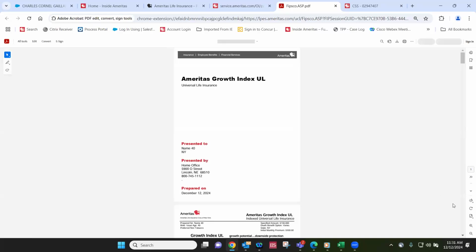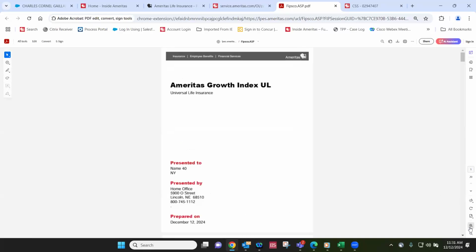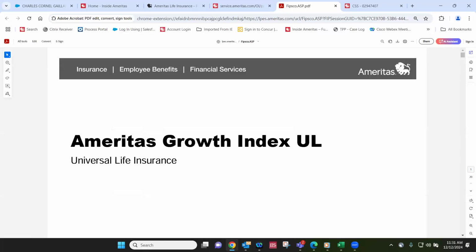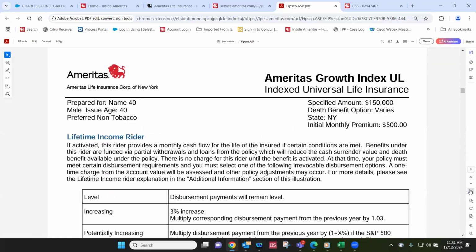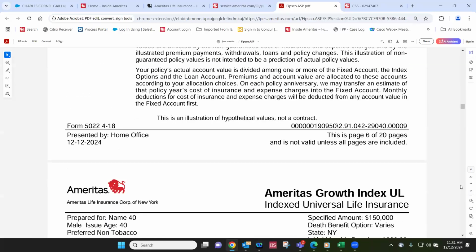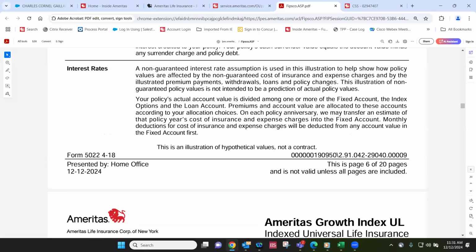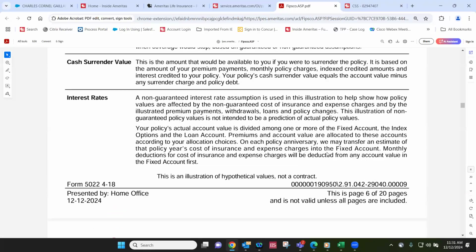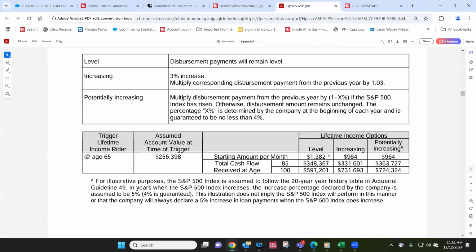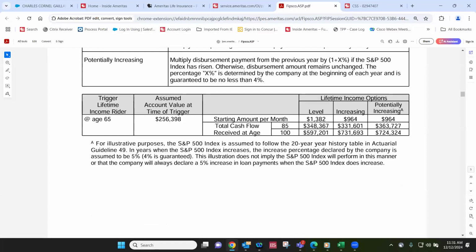Just for sake of explanation, again, this is a training session, so I want everyone to be very mindful of how these numbers work. Let's look at target premium. It's now up to $1,900. And if we look at the lifetime income rider, it really didn't affect it in a large amount. It's at $1,382.